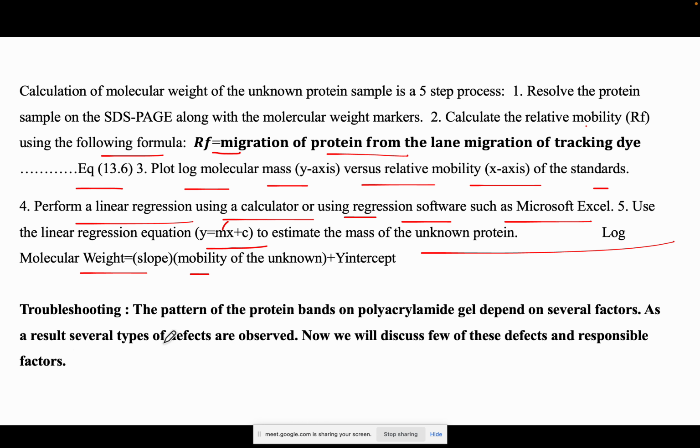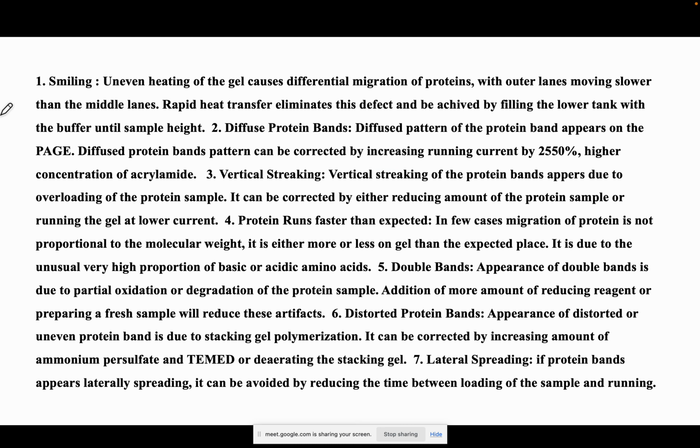Troubleshooting the pattern of the protein bands on a polyacrylamide gel depends on several factors. As a result, several types of defects are observed. Now we will discuss a few of these defects and responsible factors. While you run the gel, you can see some artifacts or problems associated with your running, and they have some solutions also. We have certain troubleshooting you can do if you face those issues. So what are those?